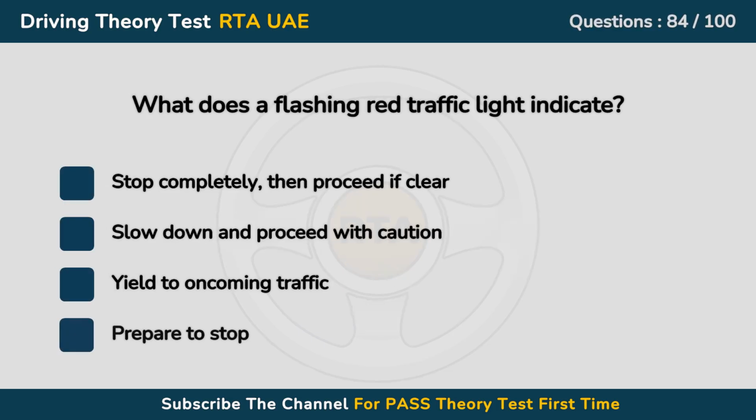Question 84. What does a flashing red traffic light indicate? A. Stop completely, then proceed if clear. B. Slow down and proceed with caution. C. Yield to oncoming traffic. D. Prepare to stop.